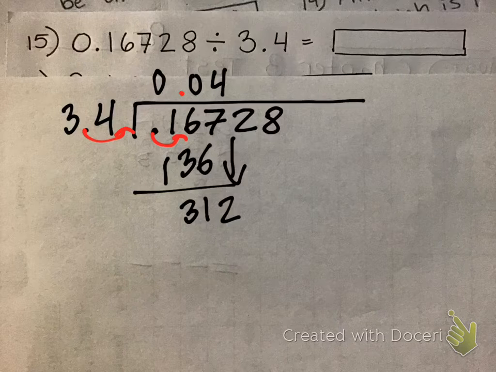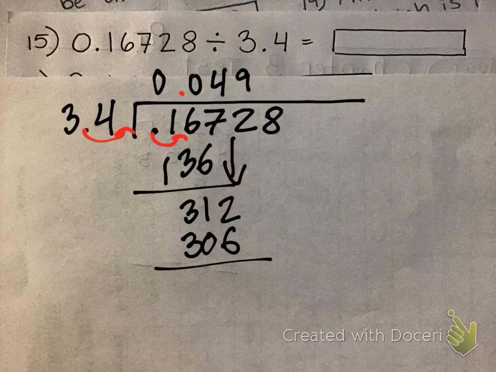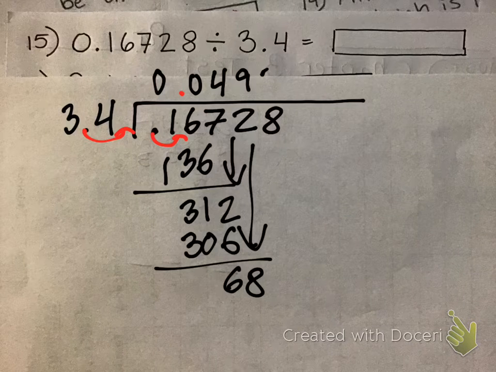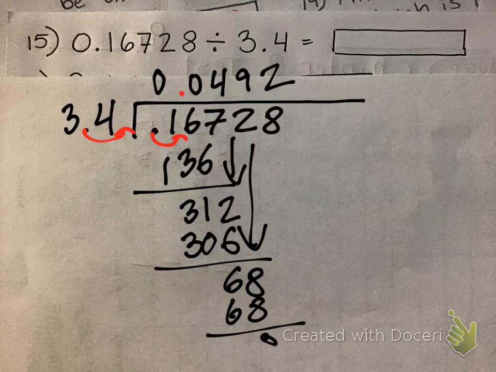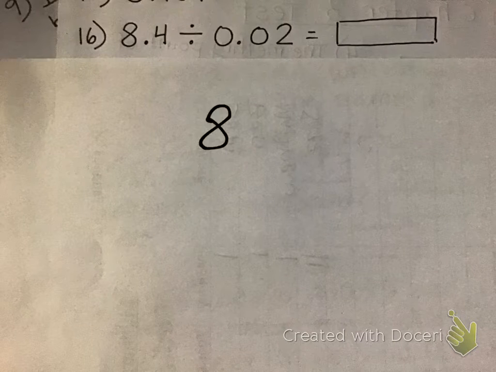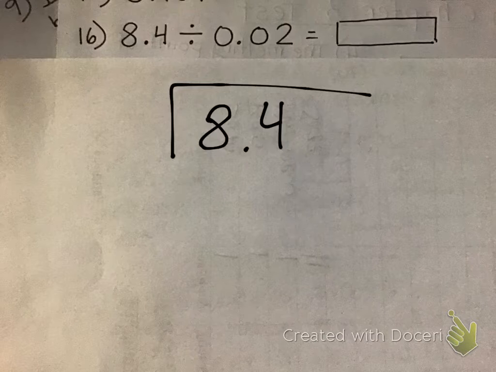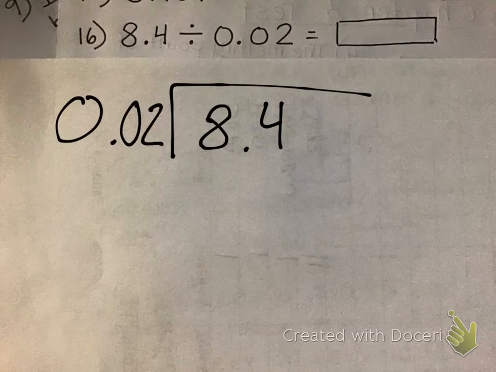We get 312. That goes in 9 times. 9 times 34 is 306. We get 6. 68, it goes in exactly 2 times. So, we get 0.0492. Next one, we have 8.4 divided by 0.02.